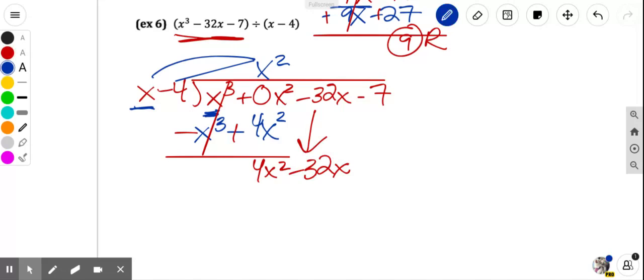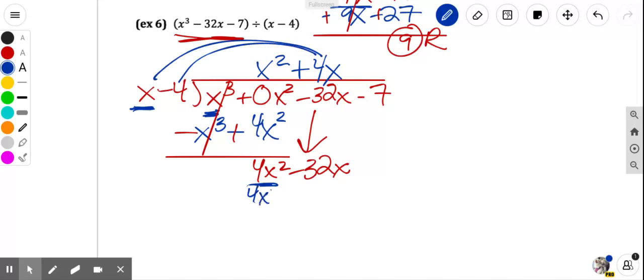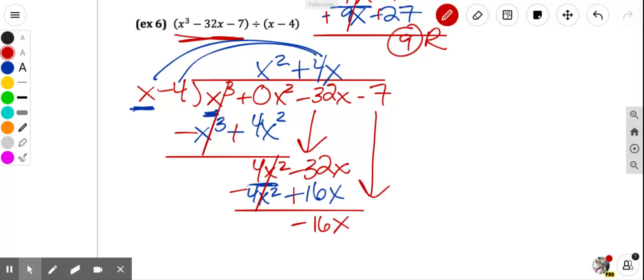Okay, now again, what do I multiply x by to get 4x squared? I'm going to need a positive 4 and an x. And I'm going to multiply just 4x by these two terms. 4x times x is 4x squared. 4x times negative 4 is negative 16x. Subtracting, so change both signs. Now combine. Those are gone. Negative 32x plus 16x is negative 16x. Drop down the negative 7. Do it all over again.